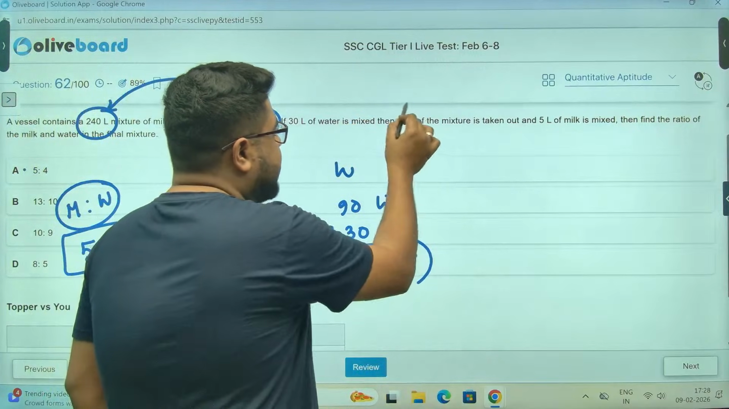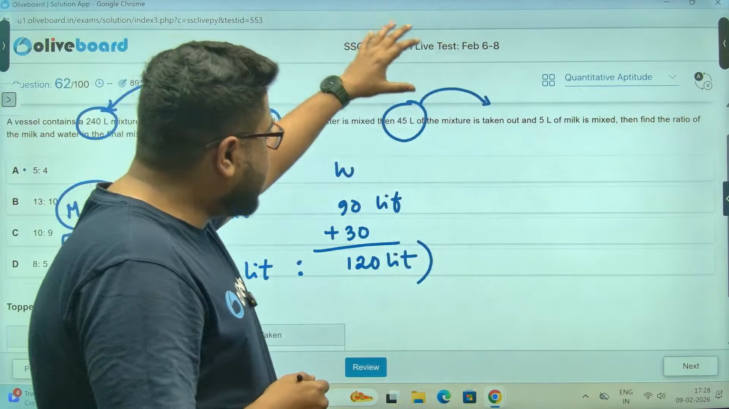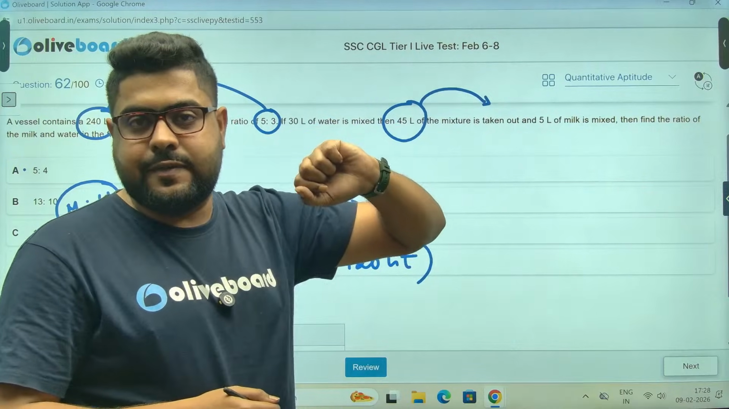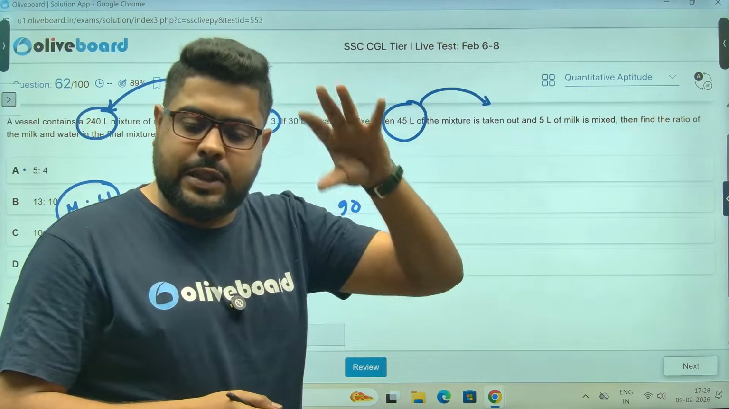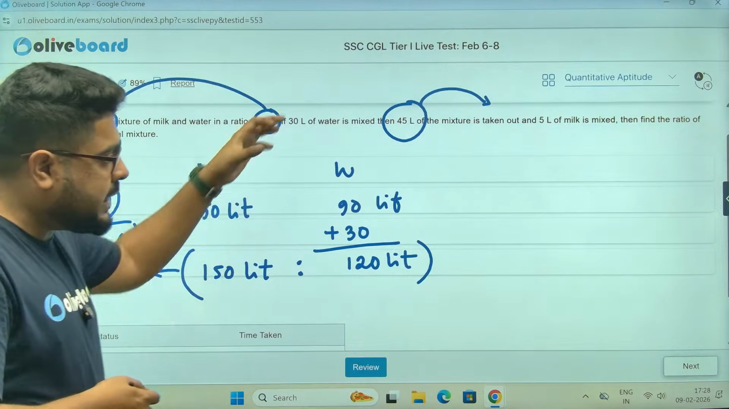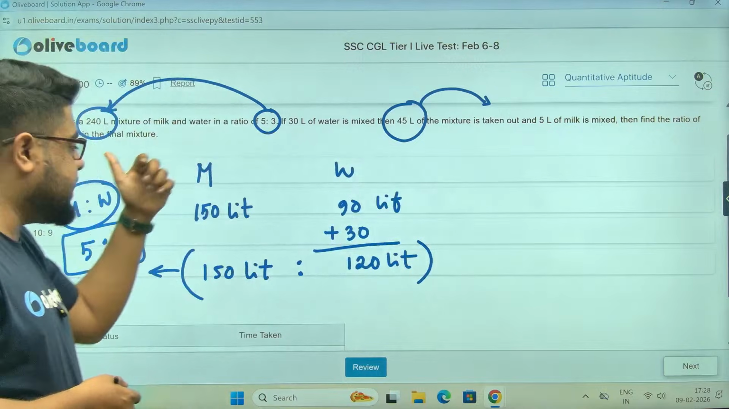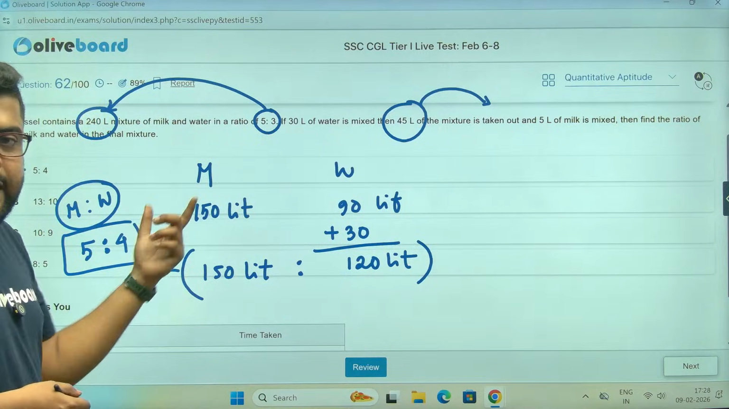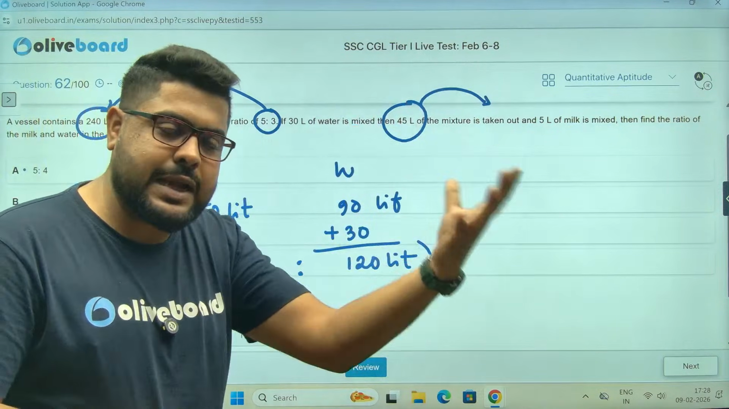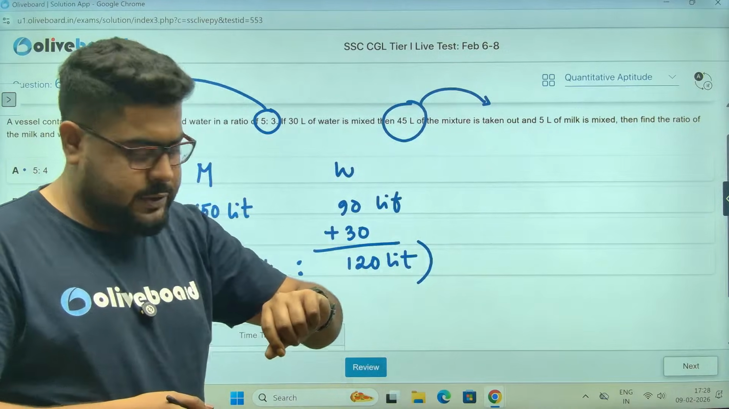Now 45 liters of the mixture is taken out. Now please understand, if I take out the mixture itself, whatever I've taken out also has milk and water in this ratio 5:4. And whatever remains in the container, that mixture also is in the ratio 5:4. Ratio does not change because that is the same mixture. So 5:4 will remain as 5:4, right?